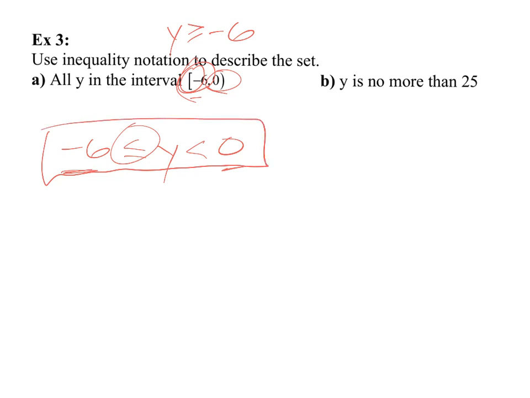And y is no more than 25. So it can't be more than 25, which means it has to be less than 25. Does it include 25? It says no more than. So yeah, it could include 25. And there's our inequality for describing that.